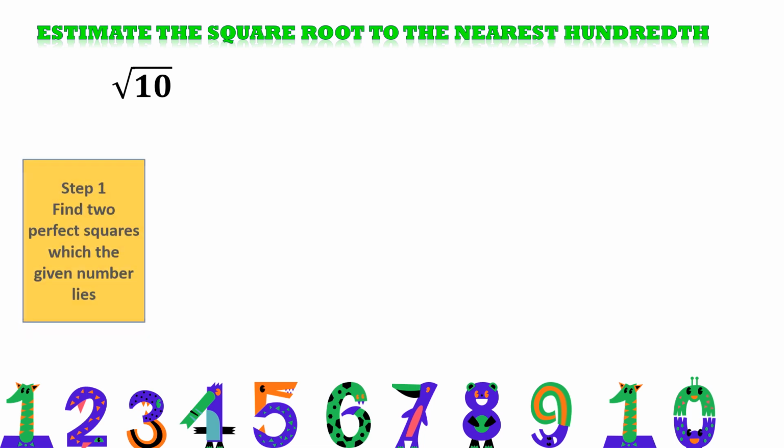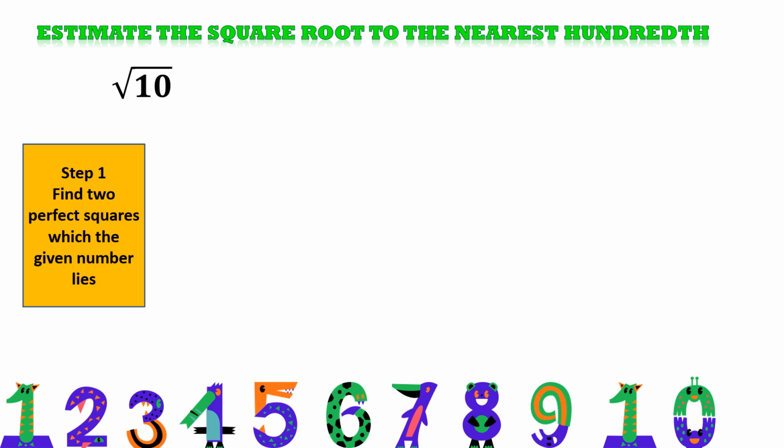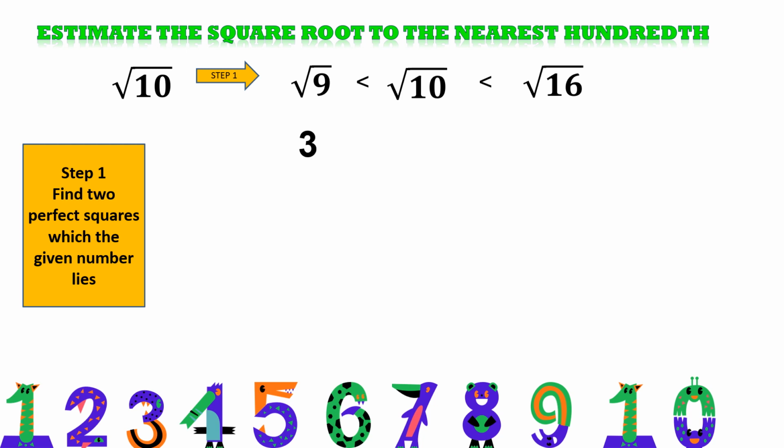First, find two perfect squares between which the given number lies. Ano ang dalawang magkasunod na perfect square kung saan makikita or nakapagitna ang square root of 10? 9 and 16. Square root of 10 ay nasa pagitan ng square root of 9 at square root of 16. Square root of 9 is equal to 3 and square root of 16 is equal to 4. So square root of 10 lies between 3 and 4.